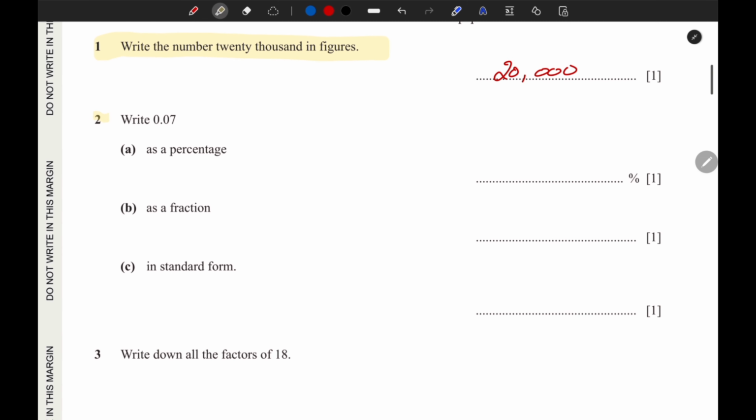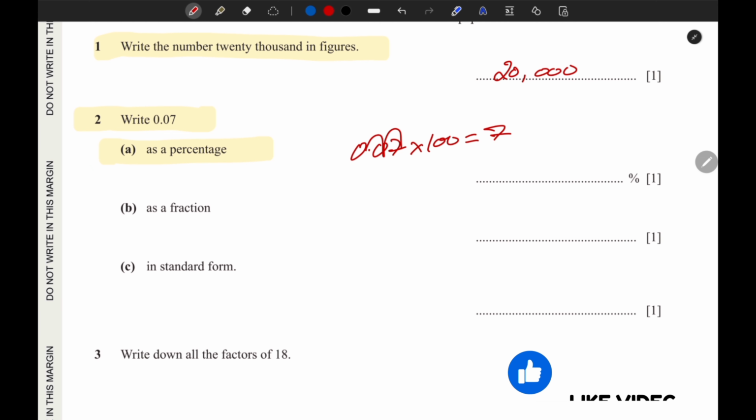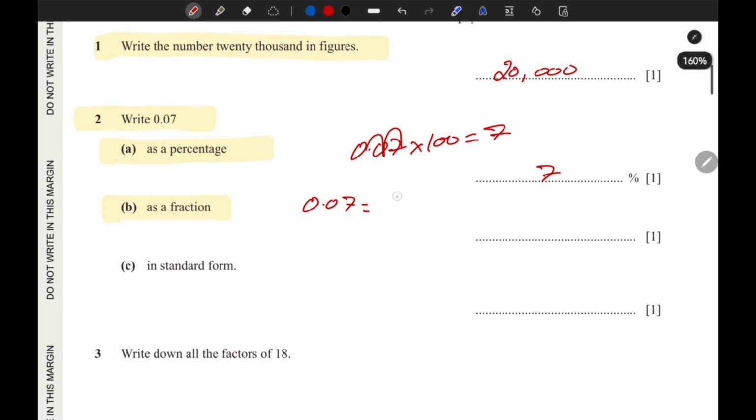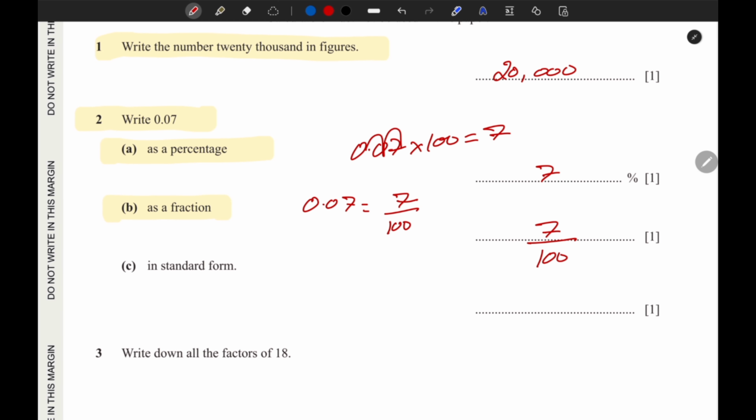Okay, now question 2. Write 0.07 as a percentage. See, to write this as a percentage, you do 0.07 times 100. So up to 2 decimal places, this will be shifted 1, 2. So this will be 7. That will be 7%. Now next is as a fraction. As a fraction, you can write 0.07. When we remove the decimals up to 2 decimal places, this will be 7 by 100. So this will be 7 by 100.